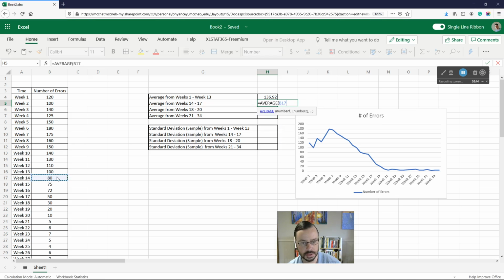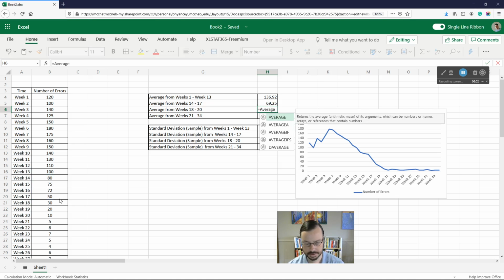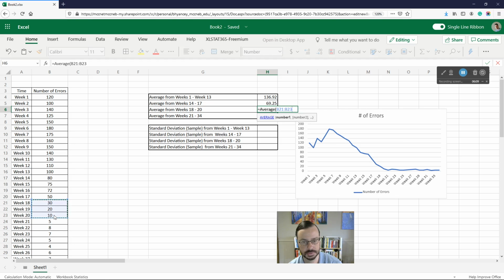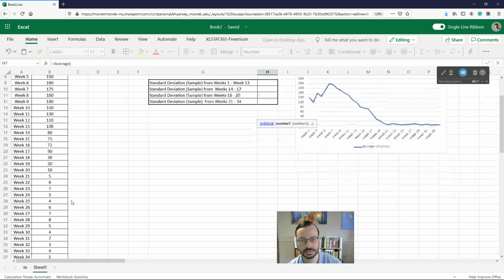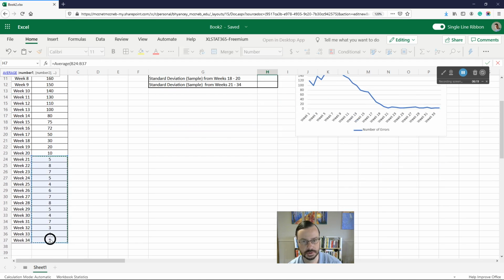I left click B17, which is week 14, and then I hold down shift and I left click week 17. While I'm still holding down shift to get that closed parentheses, I close it off, I hit enter. Same thing for 18 through 20. Go down here, left click 18, hold down shift, left click 20, close parenthesis, enter, and the final one, which is 21 through 34.